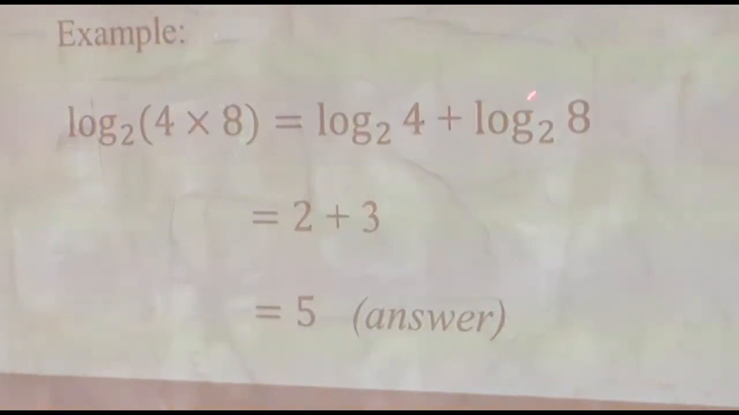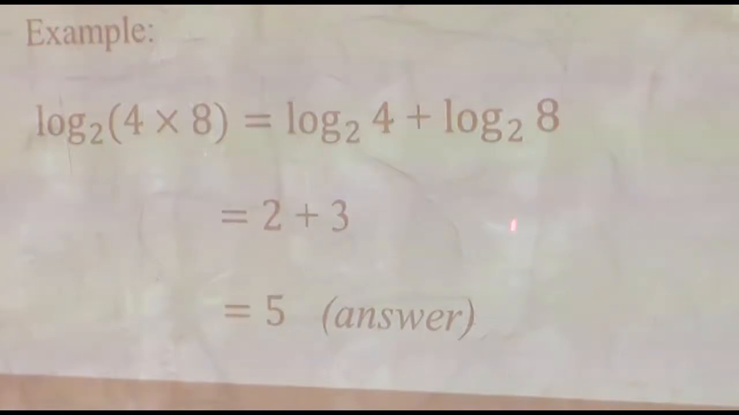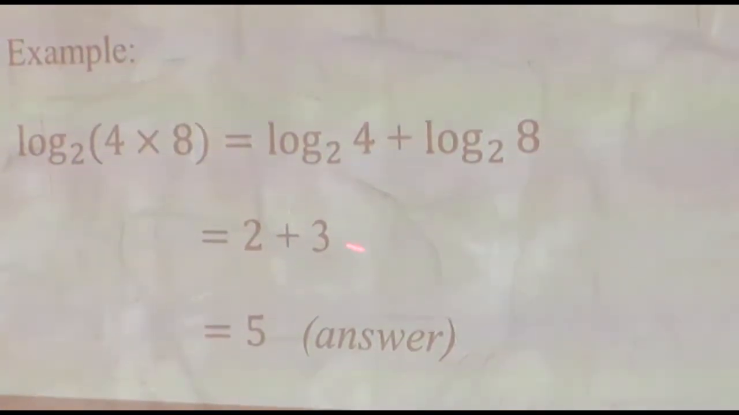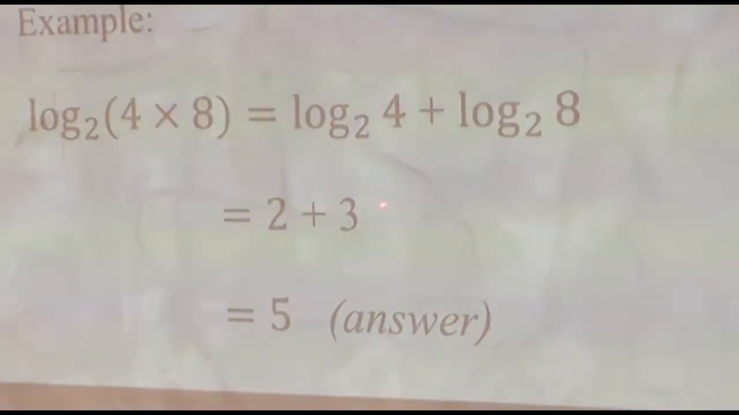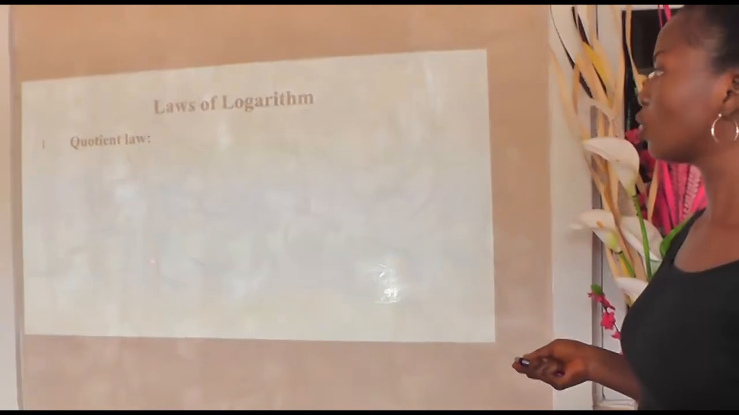So we have 2. Now, the second part: how many times can 2 be raised? What will be the power that 2 will be raised to so as to obtain 8? And 2 will be raised to a power of 3, because when we have 2 times 2 times 2, we obtain 8. So that is the logarithm. Added together, we will have 2 plus 3, which is 5. So that's about the product law.